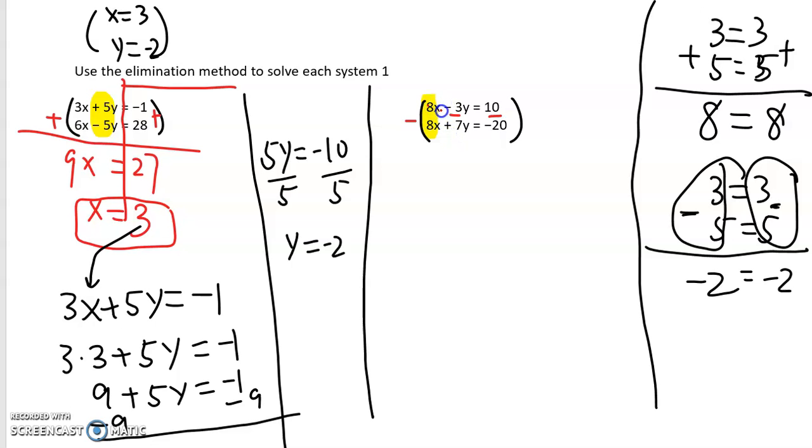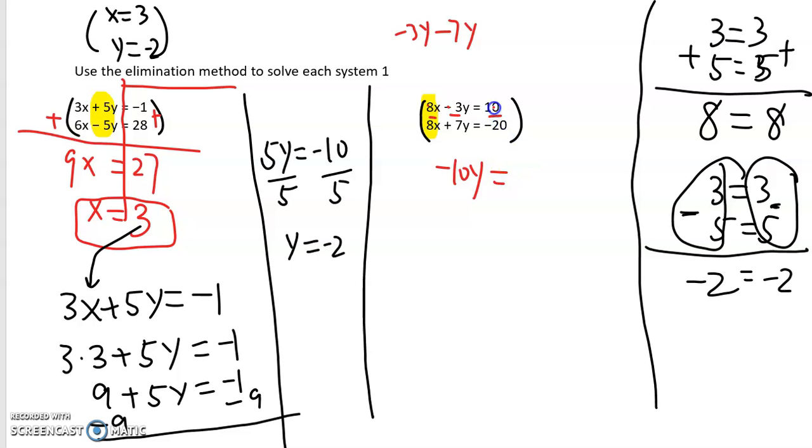So we have 8x minus 8x. They cancel. But it's going to be negative 3y minus 7y. That gives us negative 10y. So again, it's negative 3y minus, because we're doing subtraction between these two equations. So I'm going to put a minus sign between 8x and 8x, and a minus sign between negative 3y and 7y. So that gives us negative 10y.